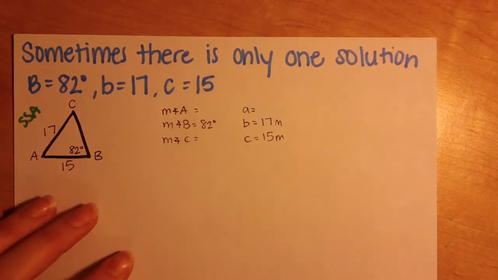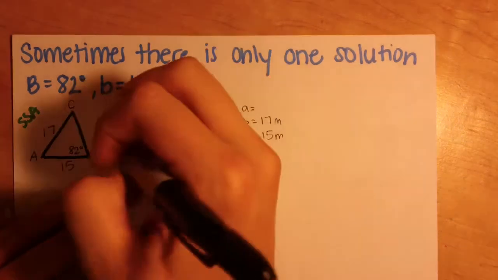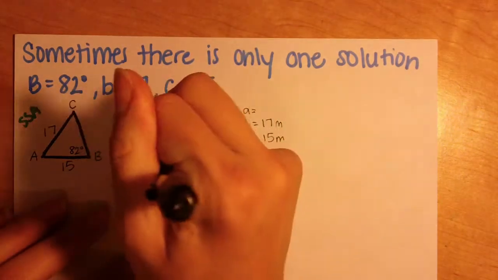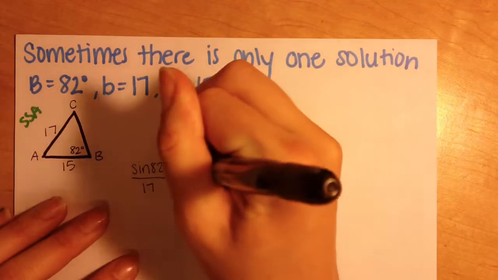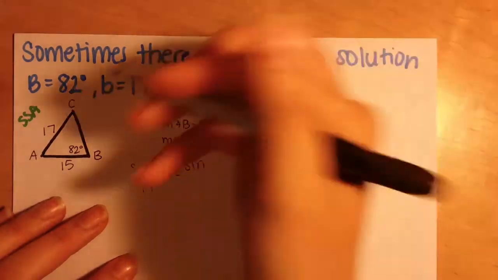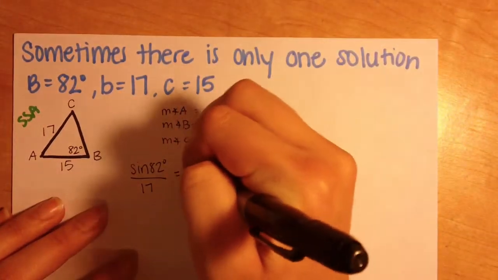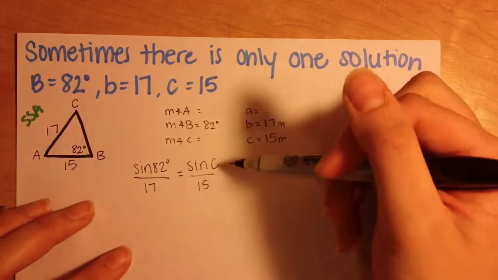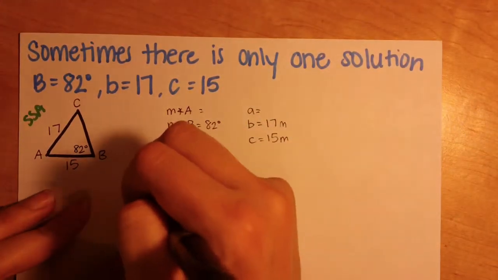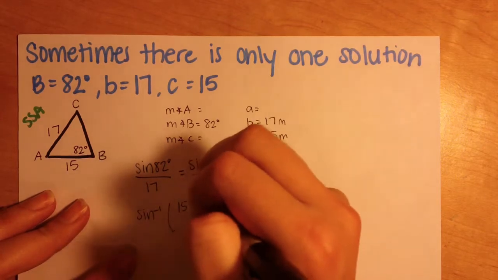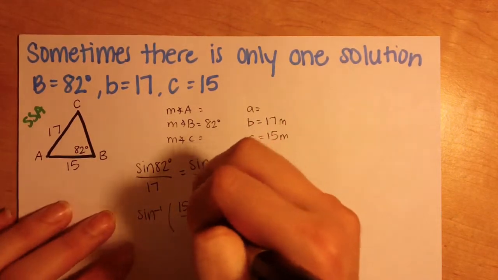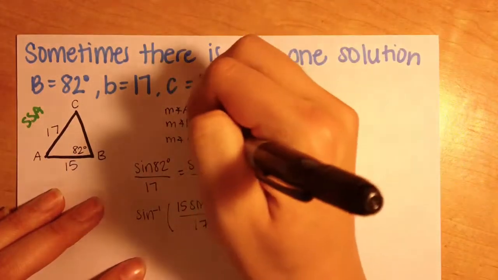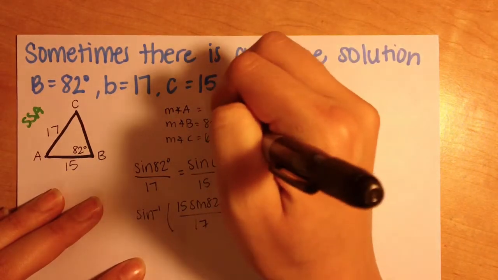So here, we're going to have the sine of 82 degrees all over 17 equals the sine. I want to solve for C first since I have that side, sine of C over 15. So then I'm going to get, using inverse sine, you can plug this into your calculator, the inverse sine of 15 sine of 82 degrees all over 17 equals C. And then we'll get C is 60.899 degrees.